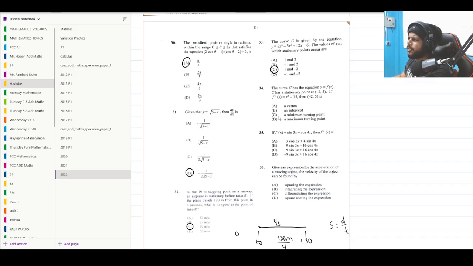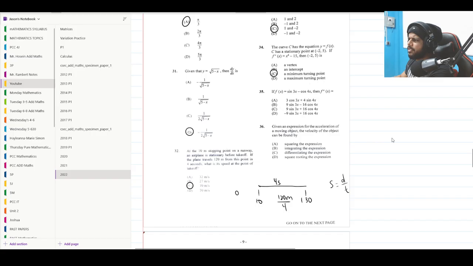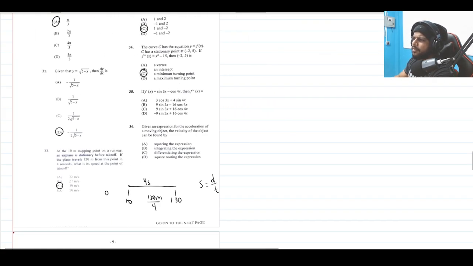The curve C has the equation f of x, that stationary point. F double dash greater than 0, smiley face, minimum point. I'm going to search for this one. When I differentiate sine 3x, I get 3 cosine 3x. When I differentiate cosine, I get negative sine, so this is going to be plus 4 sine 4x. Differentiating again, it will be minus 9 sine 3x plus 16 cosine 4x. So this is a repeat.